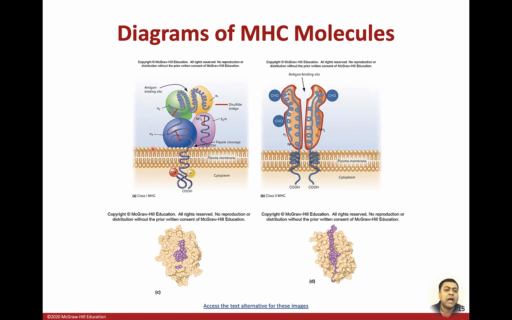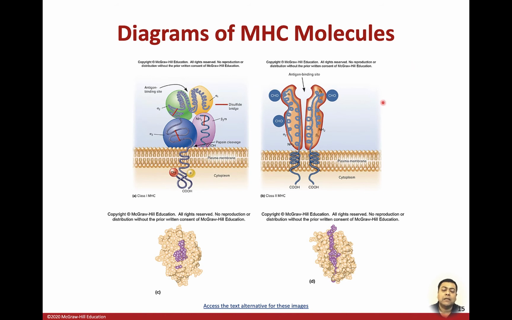They sit outside the plasma membrane, and in between the alpha 1 and the alpha 2 there is a cleft, which is the antigen binding site, shown here in the space-filling model. Here, the MHC molecule, or MHC1, will load an antigen to be seen by the immune system. And we'll come back to the details about that in a second.